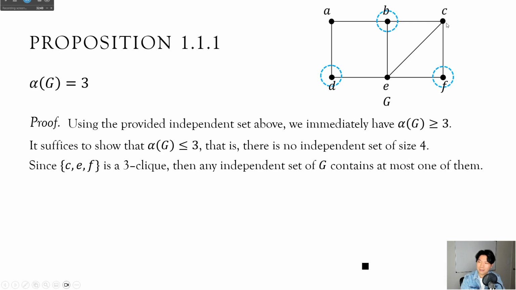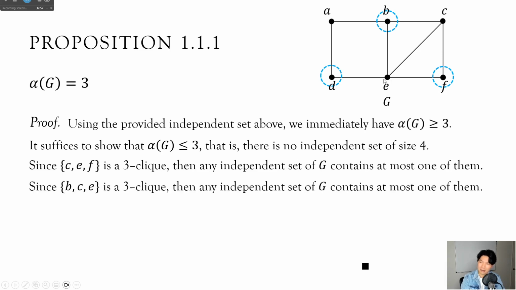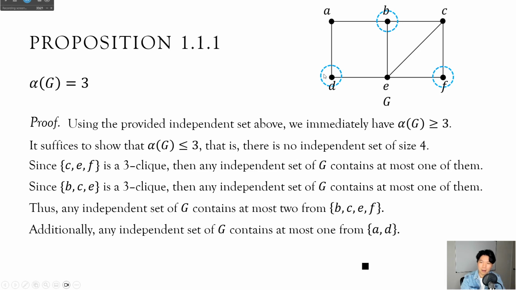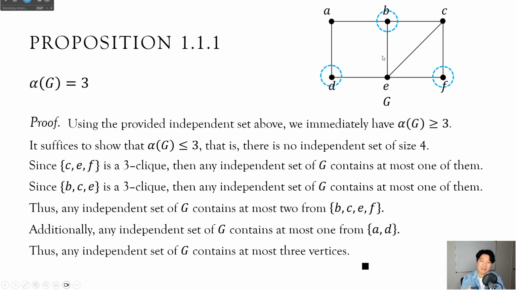Since C, E, and F, these three, are on a 3-clique, that means I can only select one vertex from here. For the same idea, since B, C, and E lie on a triangle, I can only choose one vertex from here. Thus, from these 4 on the right, B, C, E, F, I can only choose at most 2 vertices and still be independent. Lastly, A and D, I can only choose one of them. Thus, if I take 1 from A and D and 2 from the remaining 4, every independent set only has at most 3 vertices.